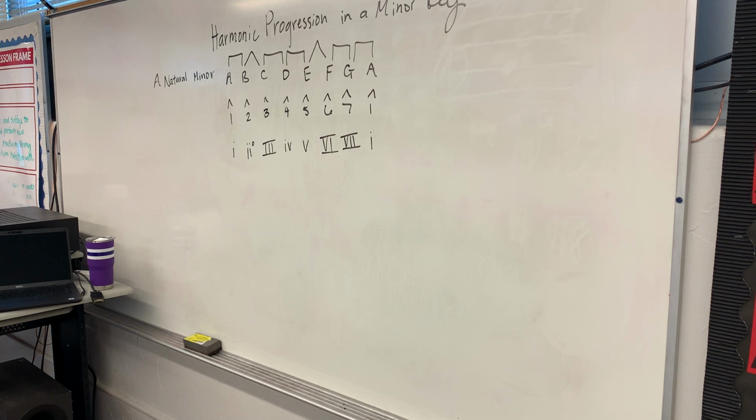Now, harmonic gravity is still a thing, right? 5 wants to go to 1. 7 wants to go to 1, right? But there are ways to make that tendency a little bit stronger, and that's why we would have a harmonic minor scale. When we're composing in harmonies, we want to enhance that harmonic tendency. We'll talk about harmonic minor and the reasons for harmonic minor progressions after we talk about the flow chart.